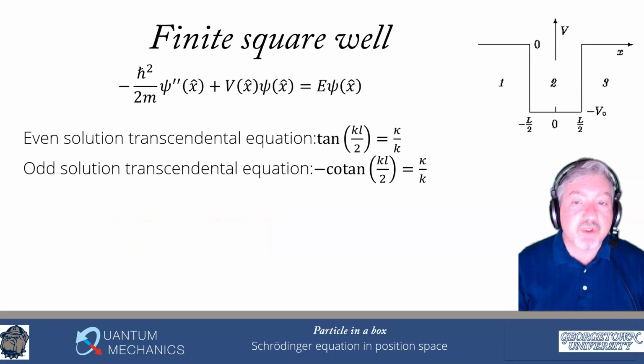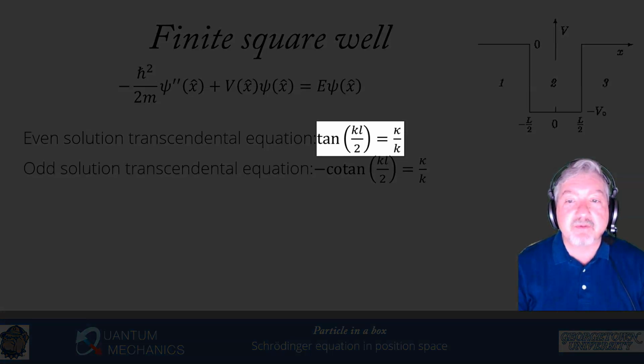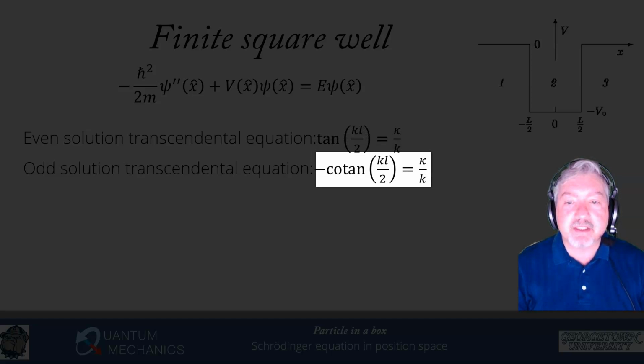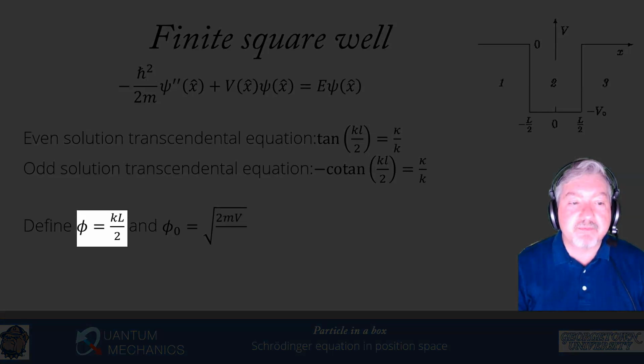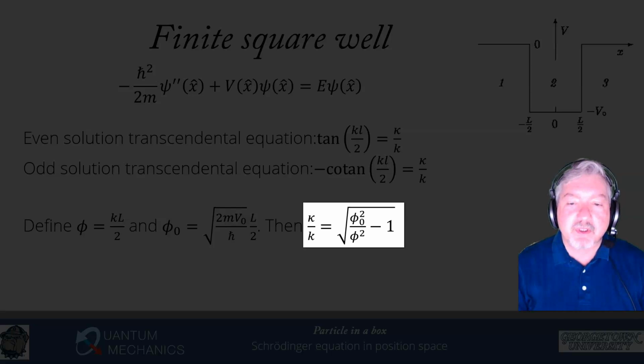So I'm going to now summarize the work that we've gotten. We've found two transcendental equations. For the even solutions, I have tangent kL over 2 equals kappa over k, and for the odd solutions, I have minus cotangent kL over 2 equals kappa over k. So we're going to define a parameter phi, which equals kL over 2. That's going to make our equations a little bit simpler. And I'm going to define a phi 0 as the square root of 2mV0 L over 2, over h bar squared. That's a small typo: it's the square root of 2mV0 over h bar squared, times L over 2. And then kappa over k is equal to the square root of phi 0 squared over phi squared minus 1.